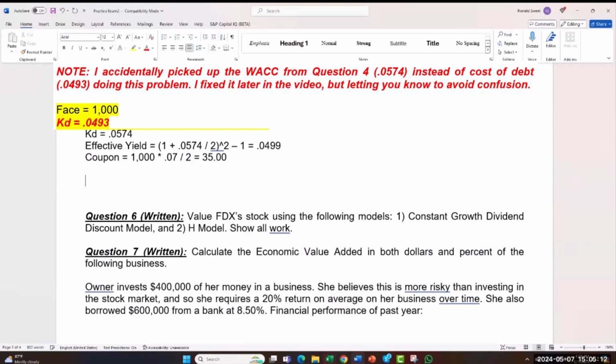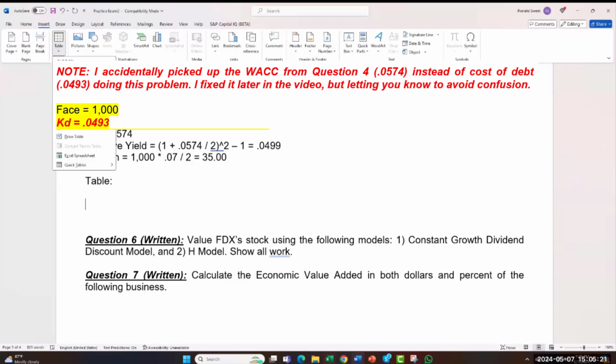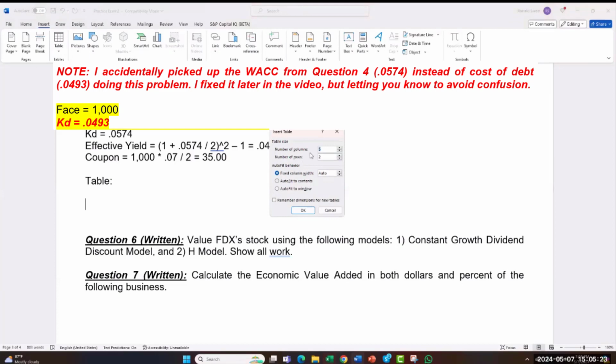And then you got to do the table. I'm going to insert a table. You can't do this on the exam, but it just looks better. So we're going to have time, cash flows, discount factor, and discounted cash flow. We need the title row, and then there's 4 payments. It's 2 years, but twice a year. So that's 4 and 5.